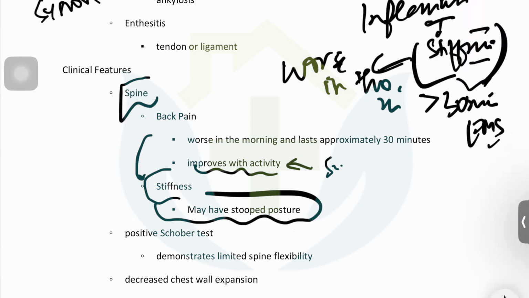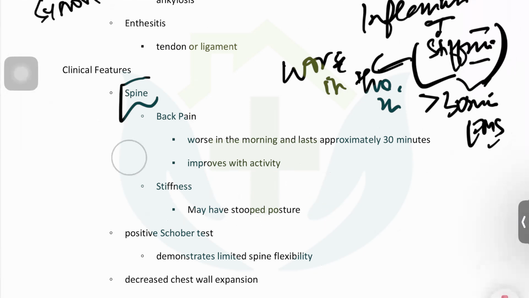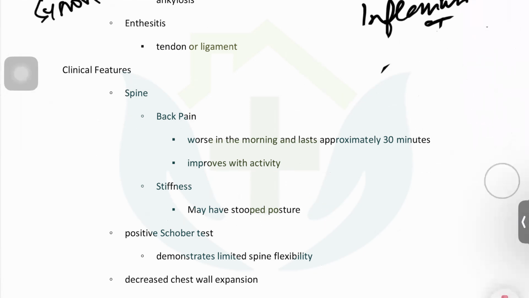And you must remember, and it will be there in the exam, in the question, that these patients were tested for Schober's test.